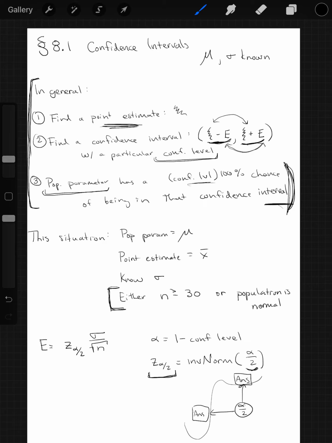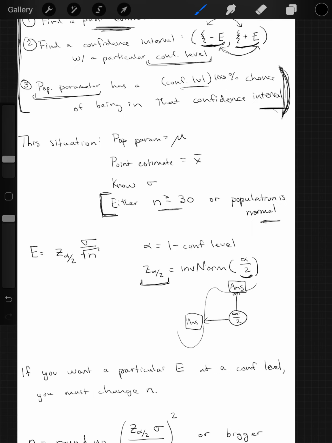But for now, we're only going to be dealing with situations where we know what the population standard deviation is, and we also know that either n is bigger than 30 or the population is normal. And so if we're in that situation, the E that we were talking about up here is given by this formula. This is Z sub alpha over 2. It's what's called a critical value. Alpha is 1 minus the confidence level.